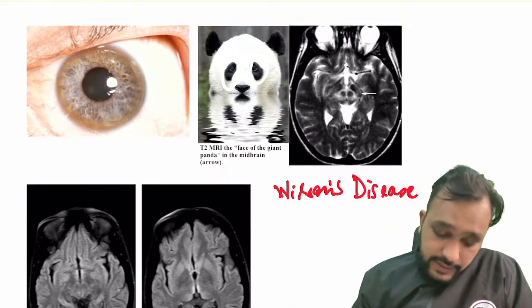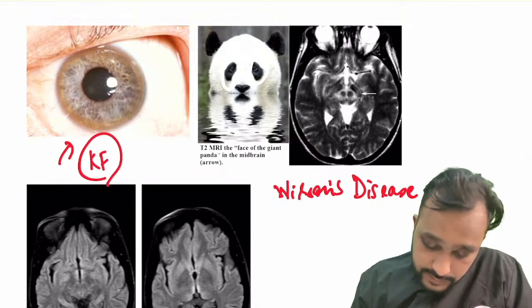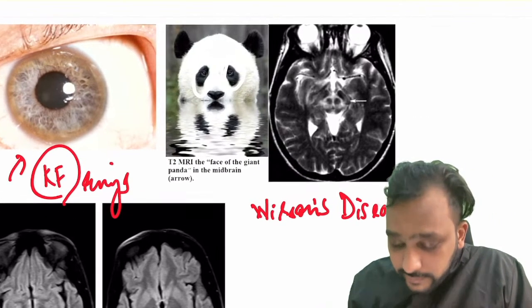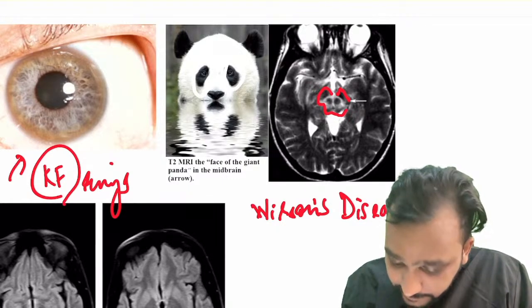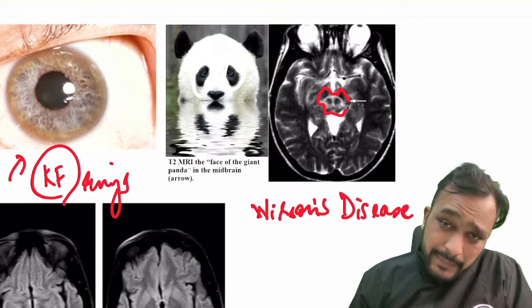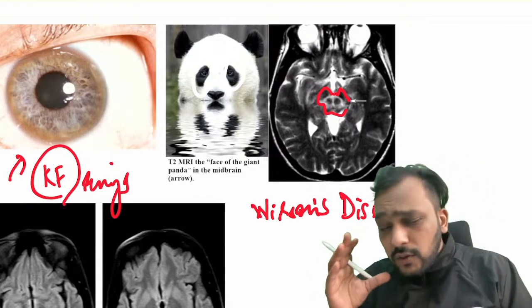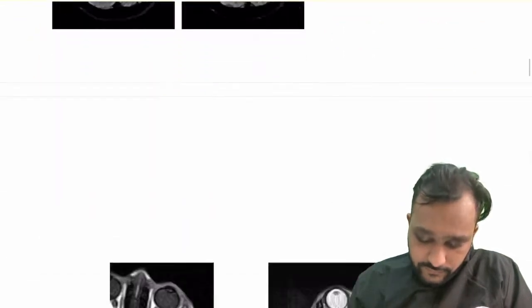and what happens, there is deposition of copper in the eyes, resulting in the Kayser-Fleischer rings. And within the brain, you can see within the midbrain there is hyperintensity, and this hyperintensity is involving the tegmentum of midbrain and it is sparing your red nucleus, and because of this it gives the face of the giant panda sign.